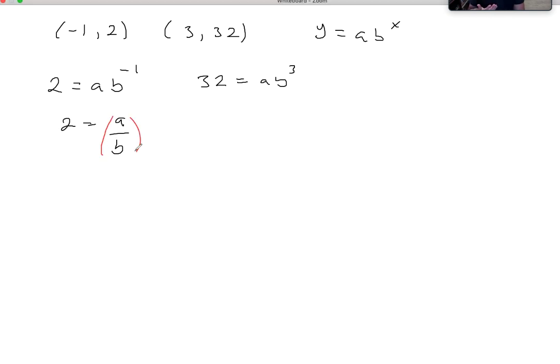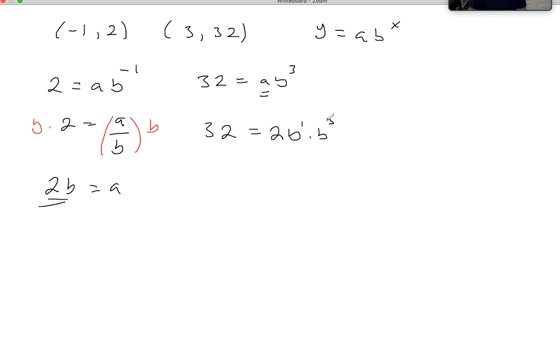And there's no hard and fast way to do this. You just kind of see what you got and go, what seems like the easiest path. So I'm going to isolate this a and then sub it out right here is kind of my plan. So let me throw a b over here. So now we got 2b equals a, and then let's take this 2b and put it right there for that a. So then we'll have 32 equals 2b times b cubed.